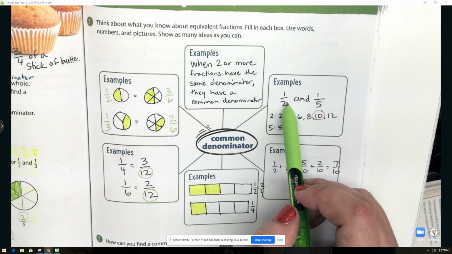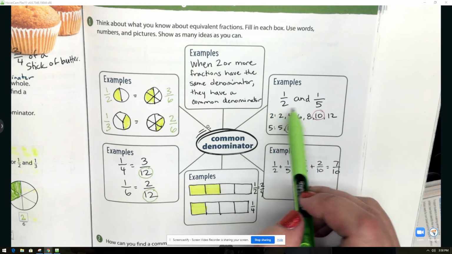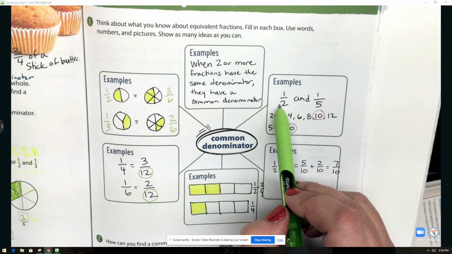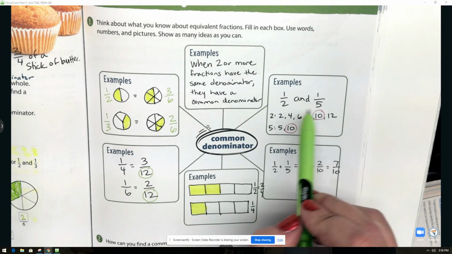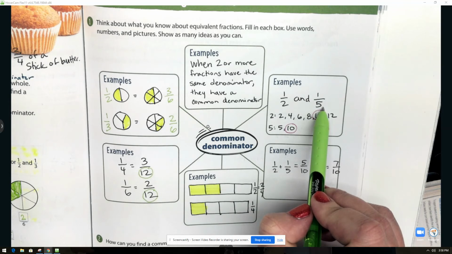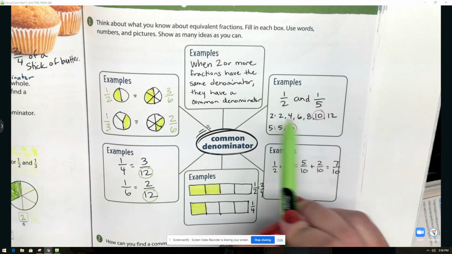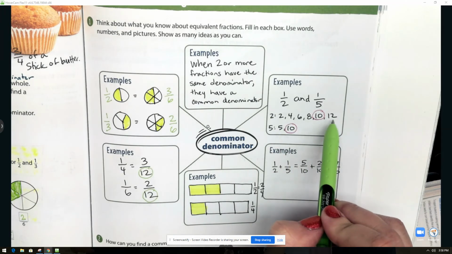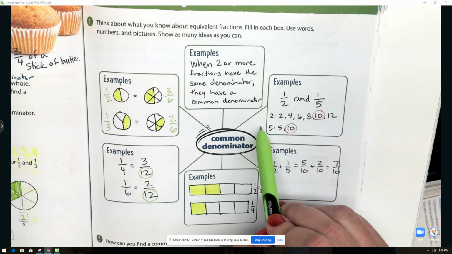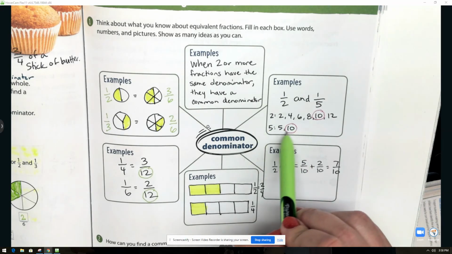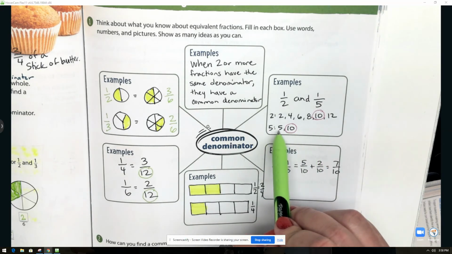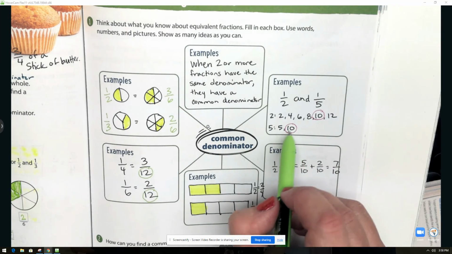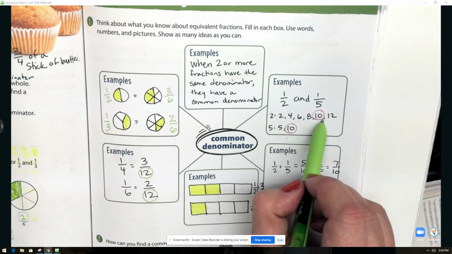Another example is if we were trying to find the lowest common multiple between 2 and 5, because we can't add 1/2 and 1/5. 2 and 5 are not the same. So first we find all the multiples of 2. 2, 4, 6, 8, 10, 12. Then we find all the multiples of 5 until we find a common multiple. 5, 10. The common multiple is 10. 5 times 2 is 10. 2 times 5 is 10.